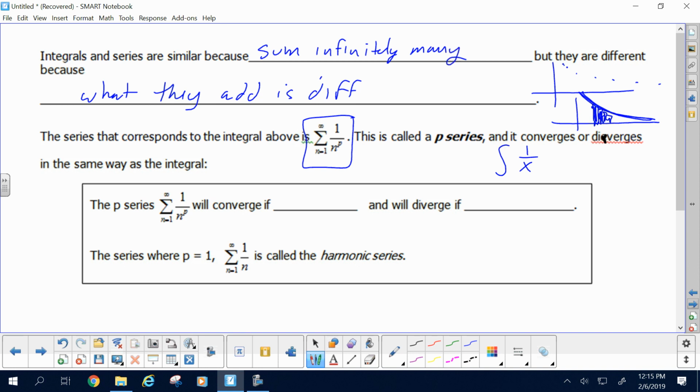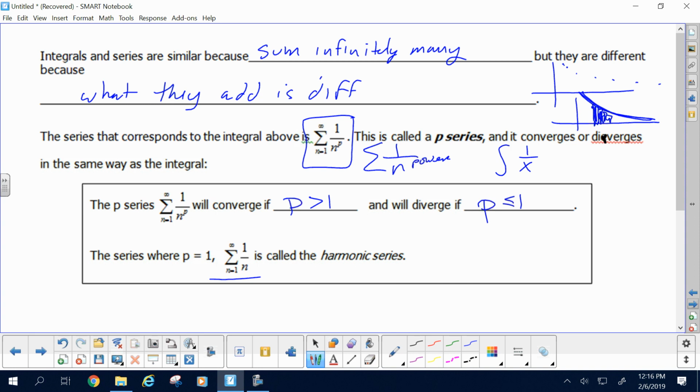Now this, a p-series, is one where you have 1 over n to some power. And it depends on what that power is as to whether it converges or not, but it behaves just like the integral we talked about. This p-series will converge if p is greater than 1, and it'll diverge if p is less than or equal to 1. The one where the power is 1 is one of the most famous series there is. 1 over n is called the harmonic series, and it is a big one. Okay?